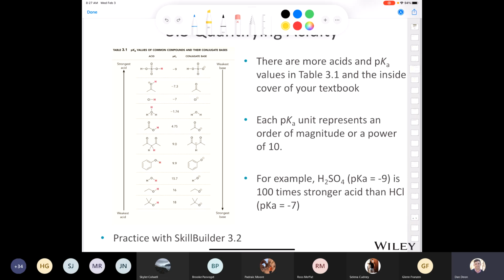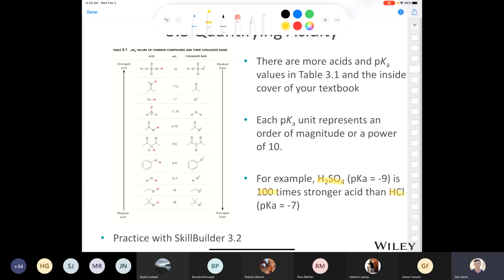Each pKa unit represents a power of 10, right? So let's say you had sulfuric acid and you were comparing it to hydrochloric acid. Well, the pKa's are -9 and -7 respectively. So what's the difference? It's 2, right? What's the difference between -9 and -7? It's 2. 10 to the power of 2 is 100. And so sulfuric acid is 100 times stronger than hydrochloric acid.